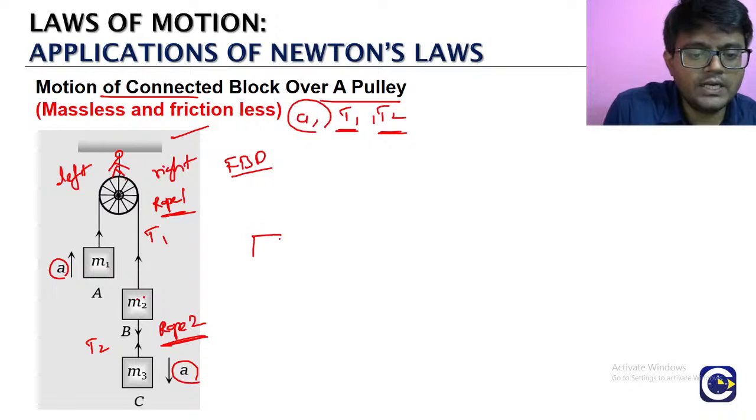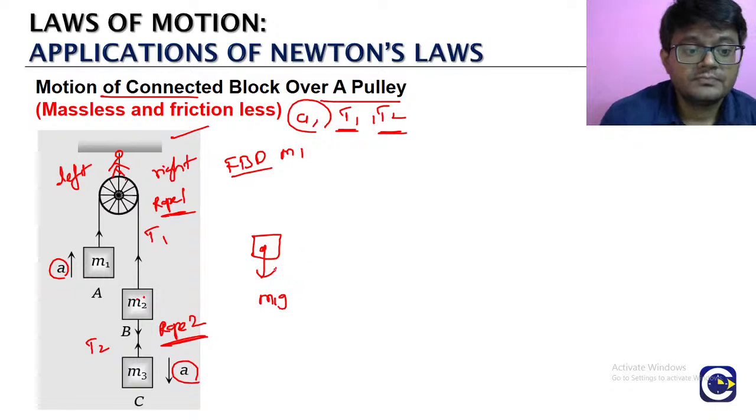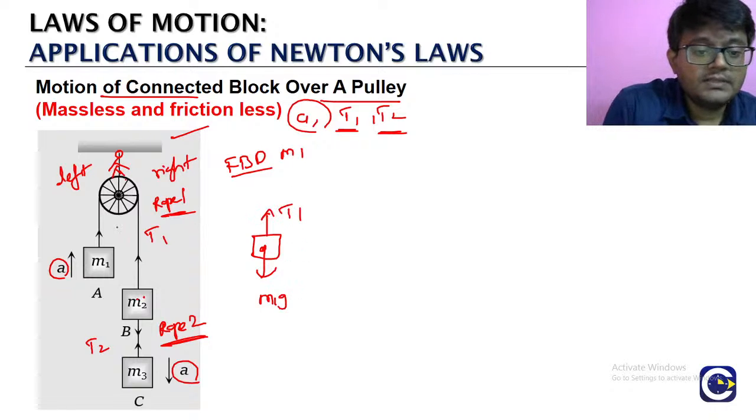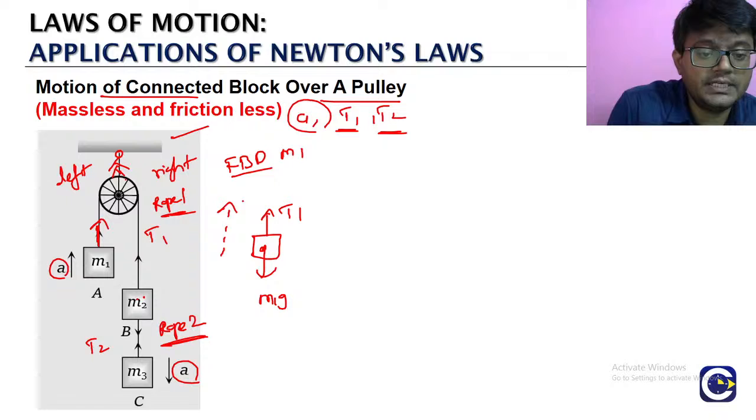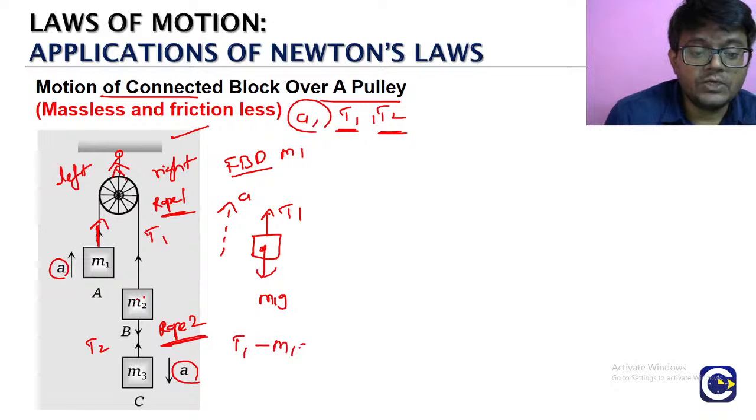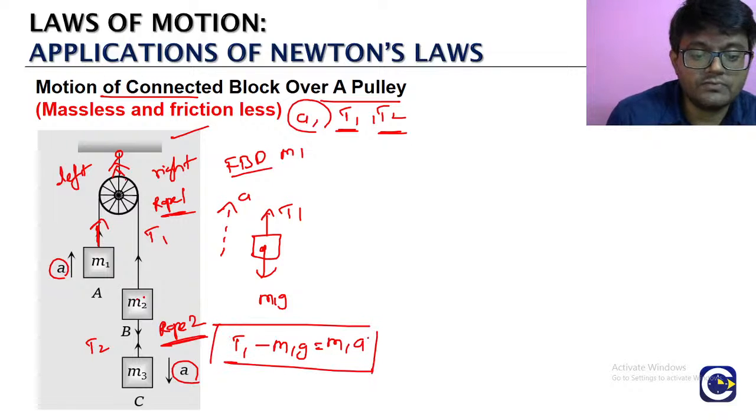So what we'll do, we'll draw the free body diagram for m1. What will be the force acting? Its weight, and there will be tension T1 from rope 1, right? It is going up with acceleration A, which means net upward force minus downward force is equal to the mass of that object into acceleration. Keep it as equation 1.